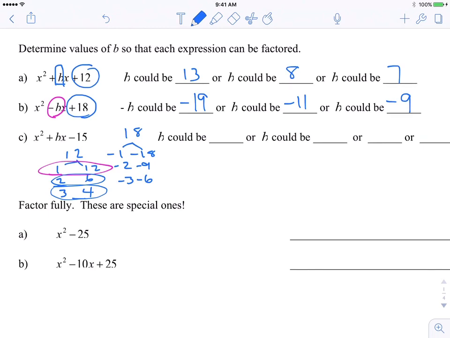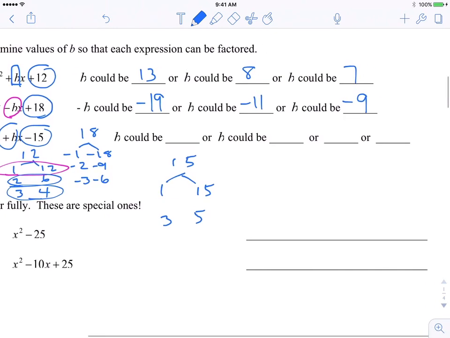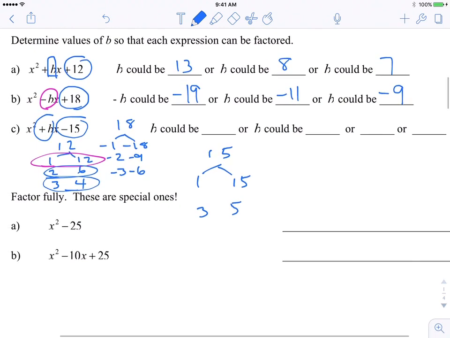The third example, we're looking at negative 15 and a positive b value. Well, the factors of 15: 1 times 15, and 3 times 5. Now, you'll notice there are 4 blanks here. There are 4 different options, because when we're multiplying to get the negative 15, I could have a negative 1 and a positive 15, or I could have a positive 1 and a negative 15. And either of those will get me a product of negative 15.